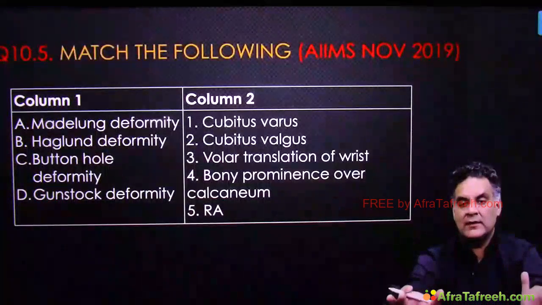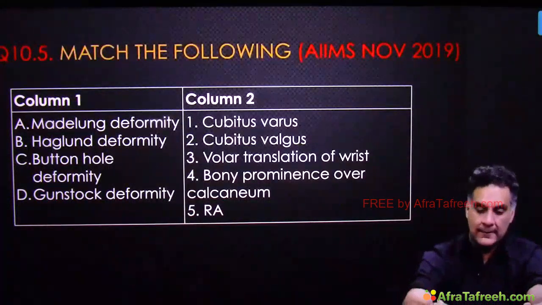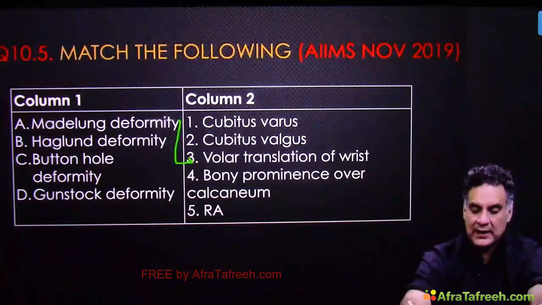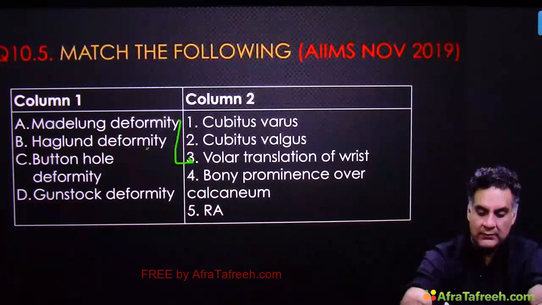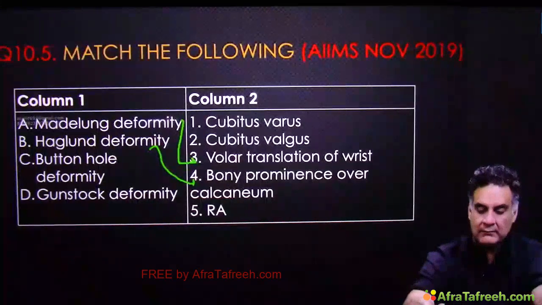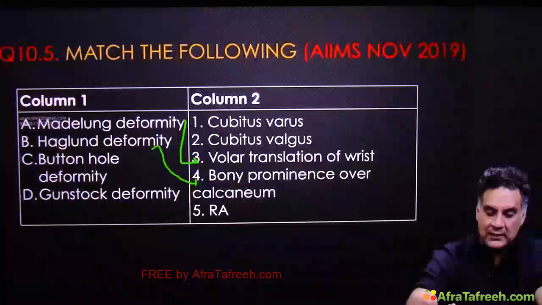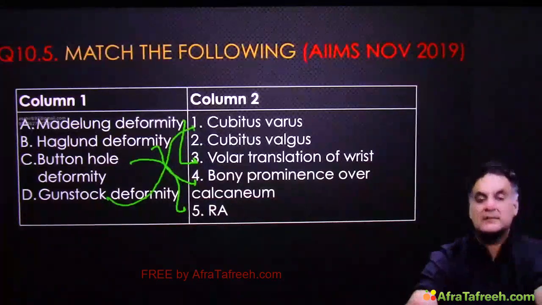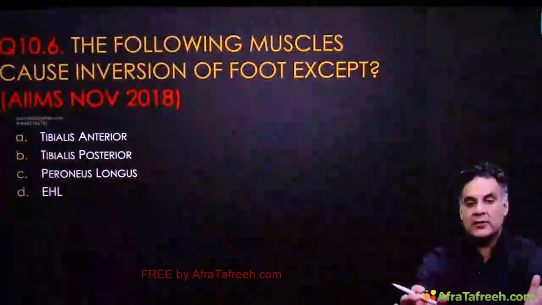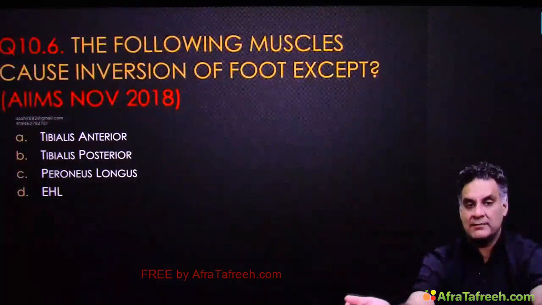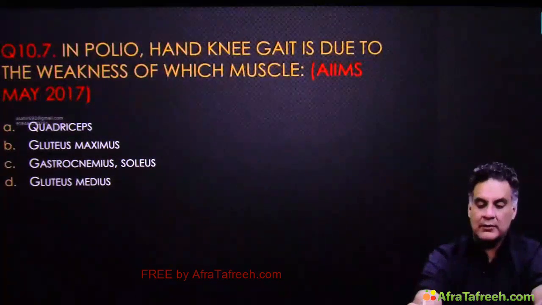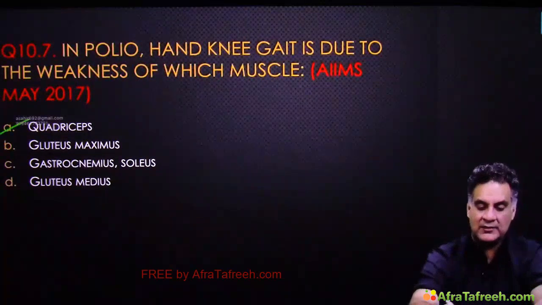Match the following. Madelung deformity: volar translation of the wrist. Haglund deformity: bony prominence of the calcaneum. Buttonhole deformity: seen in rheumatoid arthritis. Gunstock deformity: cubitus varus. The following muscles cause inversion of foot except peroneus; peroneals are everters, they won't cause inversion. Polio hand-knee gait is due to paralysis of quadriceps.